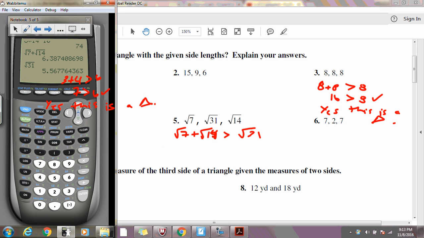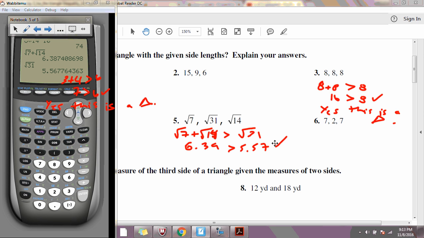Again, my reason is because this is about 6.39, which is greater than 5.57. So yes, this is a triangle.